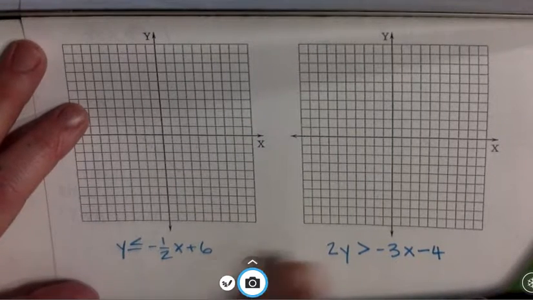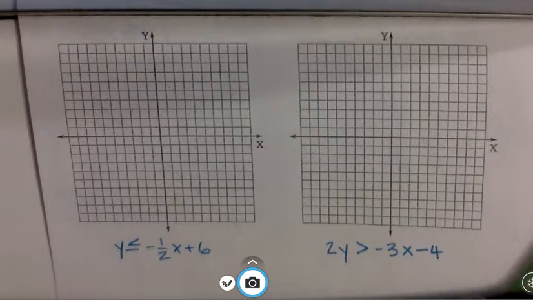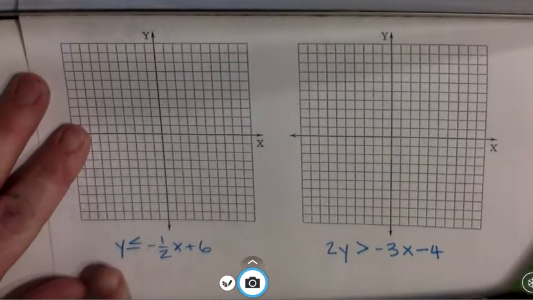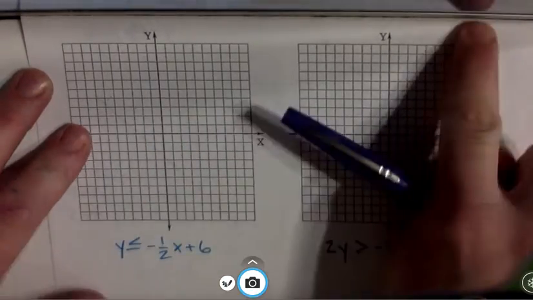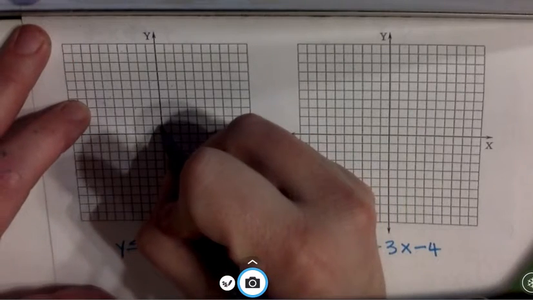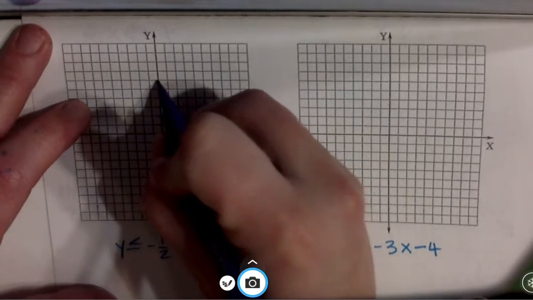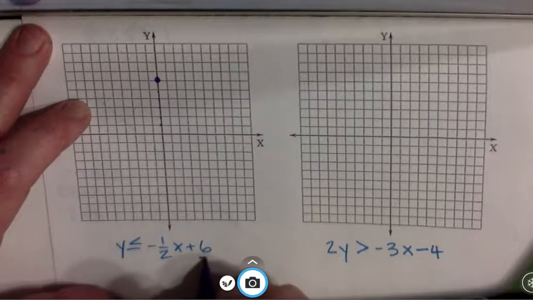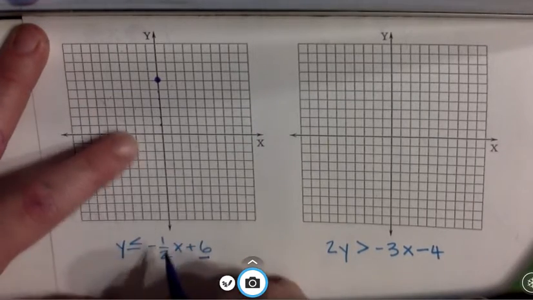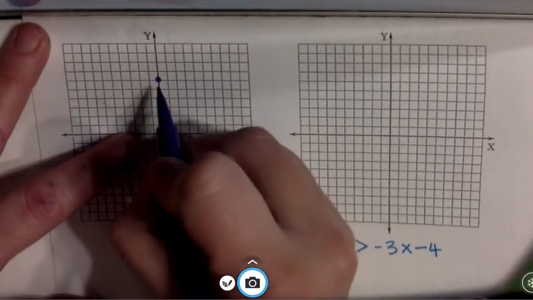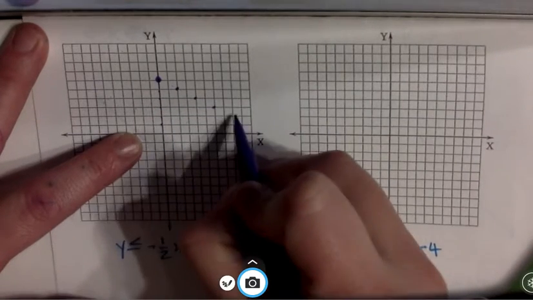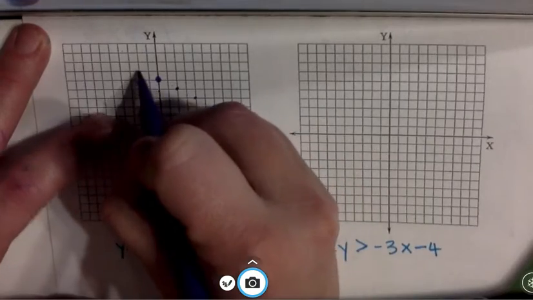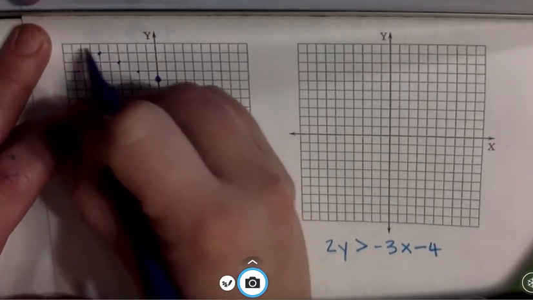So looking at these two inequalities, we are going to graph these and make sure we totally have this down pat. So we have y is less than or equal to negative 1/2 x plus 6. I'm going to start out by graphing my y-intercept, 1, 2, 3, 4, 5, 6, and then I'm going to graph my slope of negative 1 over 2: down 1, to the right 2, down 1, to the right 2, and so on all the way up here.